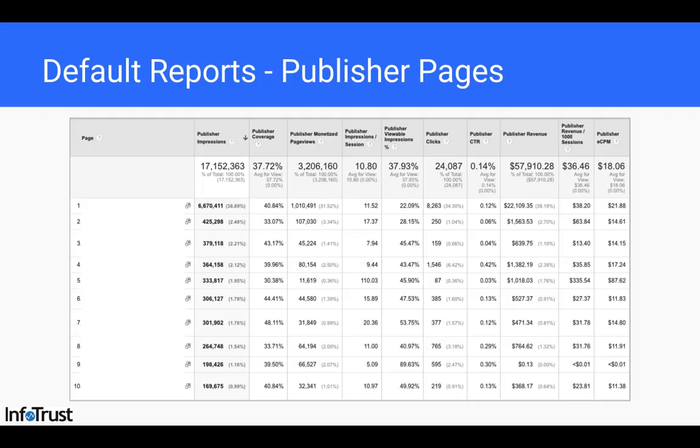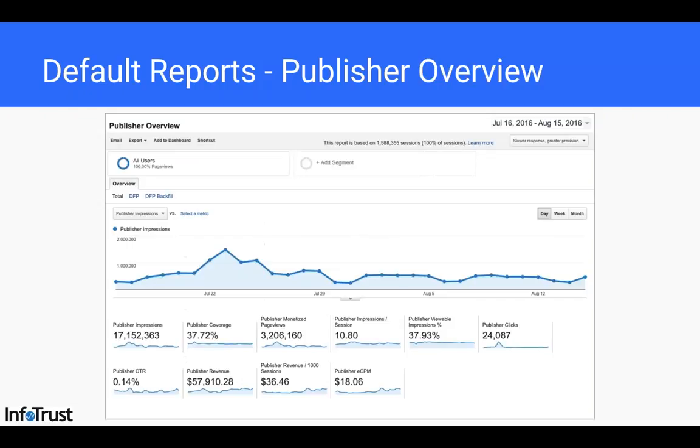So for example, here we have, this is the publisher overview. This is one of the standard reports. Essentially at a high level, it's showing you your high level DFP metrics, things like the number of impressions you're having, coverage, impressions per session, publisher clicks, revenue per 1,000 sessions, etc. So all this is just at a high level, all across your site.